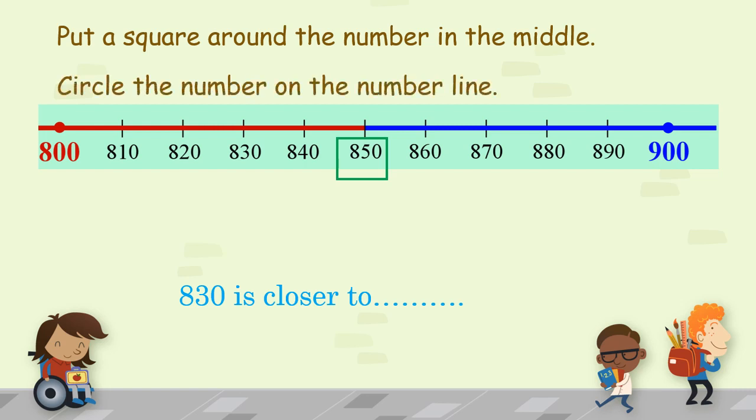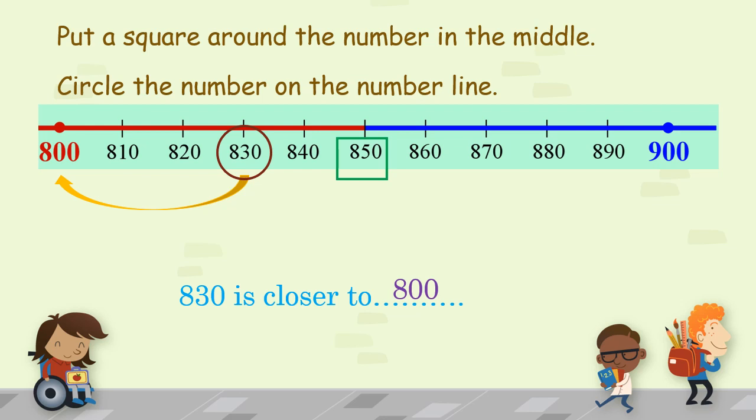Now, what are we going to do next? We're going to circle the number on the number line. This number, 830, where is it? Yes, here it is. Now, 830 is closer to 800. This distance is smaller than this distance. So I'm going to go to 800. So 830 is closer to 800, and we're going to go back. This is called rounding down. We round down here. We go back.